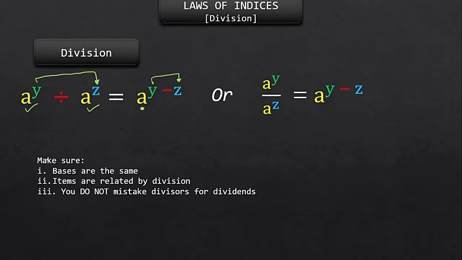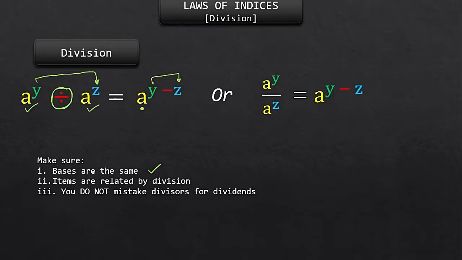Alright, but there are conditions. The first condition is that the bases are the same. We've talked about this one earlier on. The bases must be the same before we can carry out this operation. You see that a raised to power y divided by a raised to power z is equal to a raised to power y minus z. Why is it y minus z? It's because they have the same basis and they are separated by a division sign. So if it's a division sign, we are going to subtract the powers.